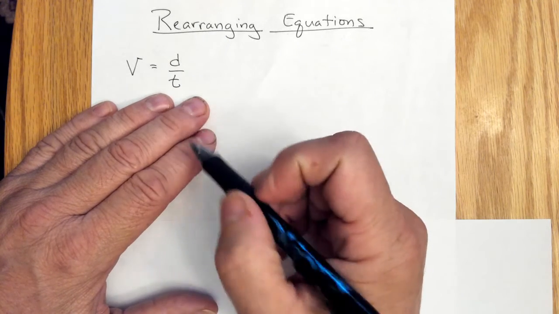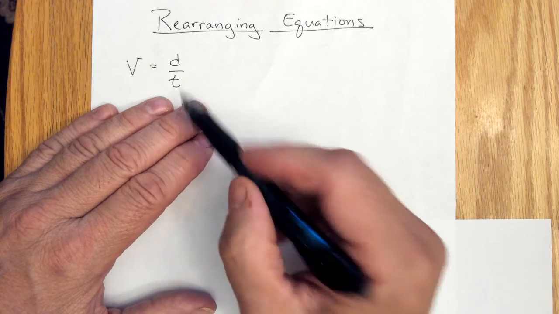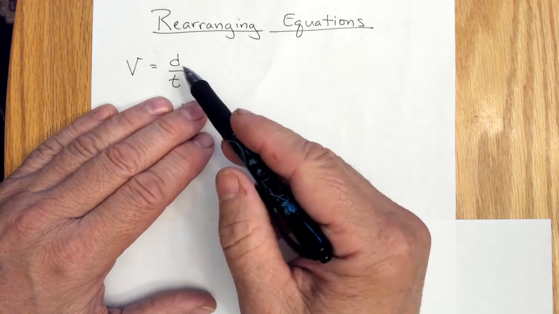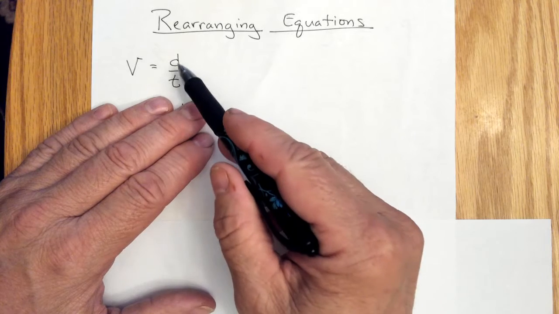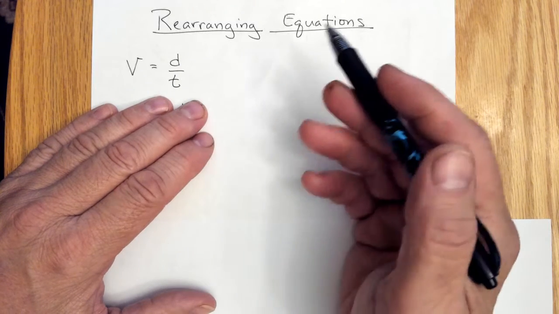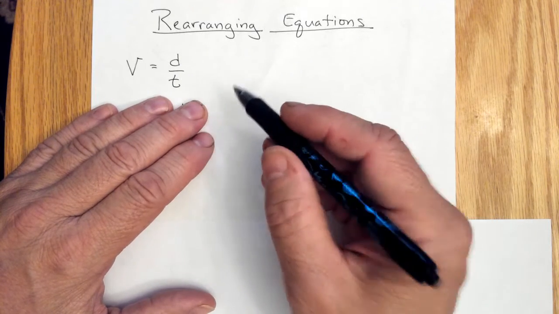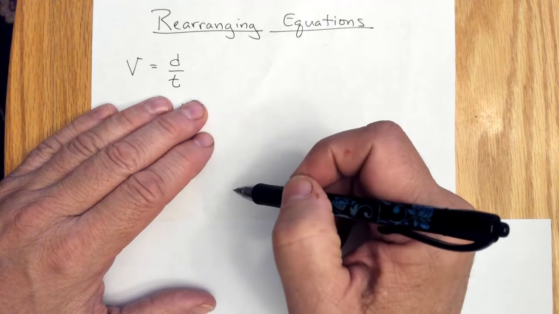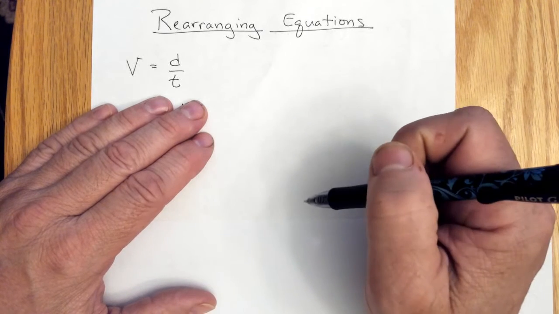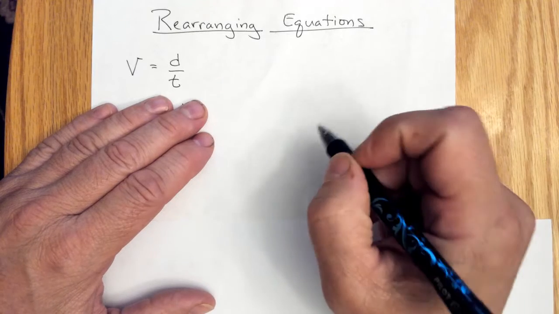So here I have an equation. I have v equals d over t. And let's say for some reason we want this equation, but we want to actually get the d by itself. And this is simple algebra, and I know some of you are sometimes nervous by that, but I'm going to show you some quick, simple ways to actually do algebra in a faster form, okay?